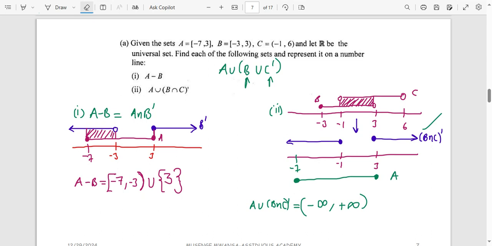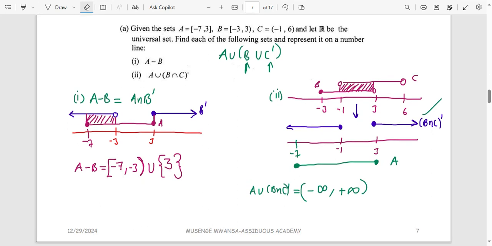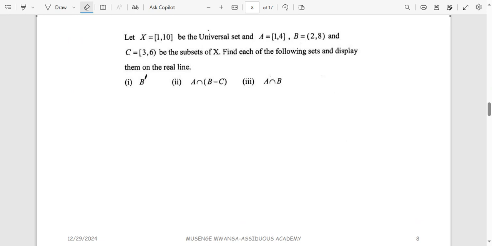So we can work out our last question here. Let x be from negative 1 to 10 and x is the universal set. A is from 1 to 4, B is from 2 to 8, and C from 3 to 6. Want to find first B complement. So I'll write the first one here. I'll write the second one there and the third one here.